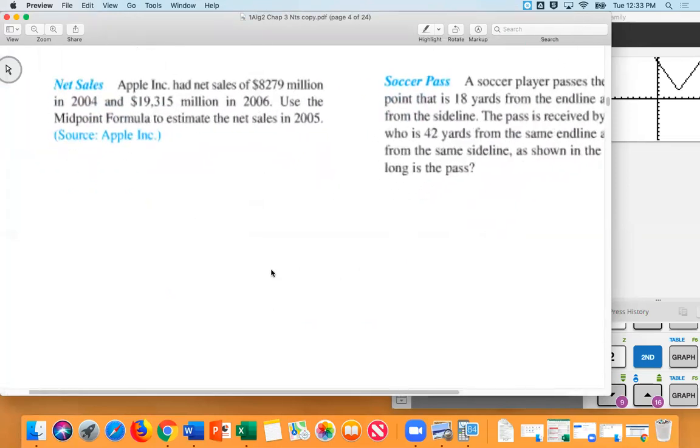All right, Apple Inc. This is a little outdated. 2006. It's okay. You'll get the point. Apple Inc. had net sales of, I don't even know how to say that number, $8,279 million in 2004. And in 2006, $19,315 million. Use the midpoint formula to estimate the net sales in 2005.